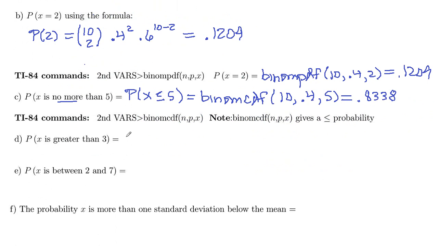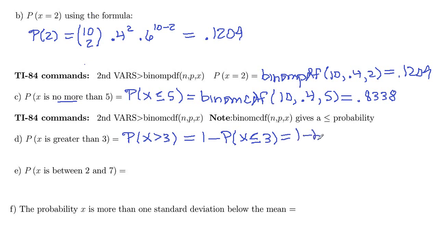Probability x is greater than 3. So this is probability x greater than 3. So if you have a TI-Nspire, you can select a greater than, but the 84, 84 CE, 83, they will only do less than or equal with binomial CDF. So what we have to do is use the complement rule here. We do 1 minus the probability of the complement. So not greater than 3 would be less than or equal to 3. That's the opposite. And then this we can do with binomial CDF.